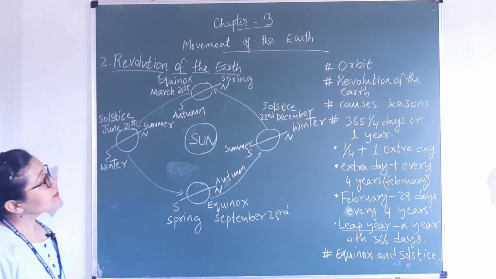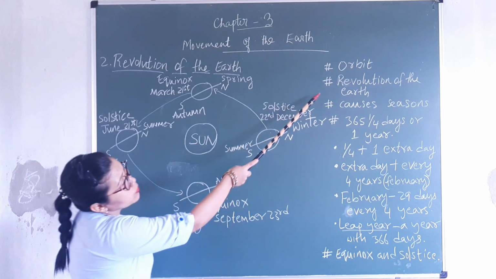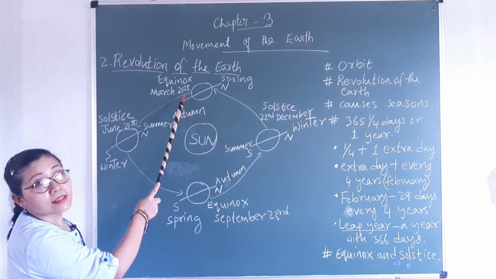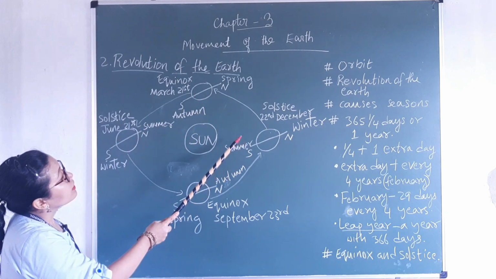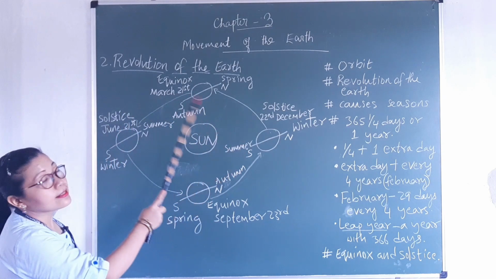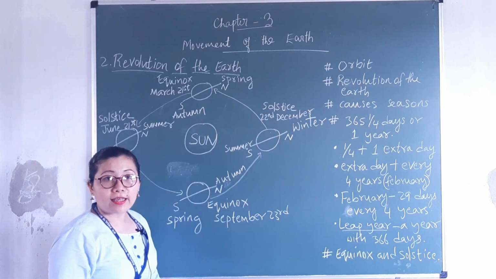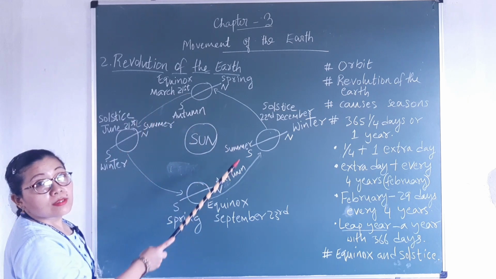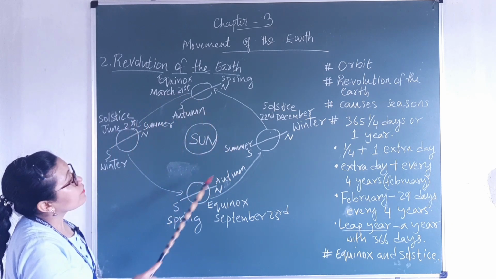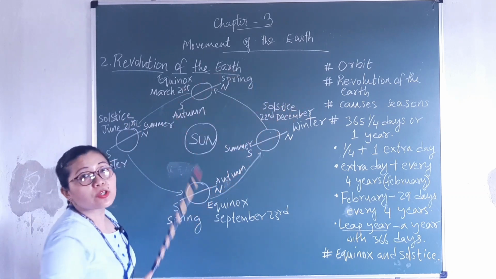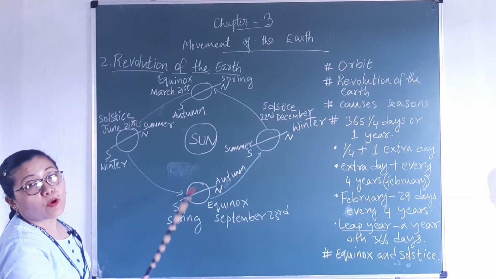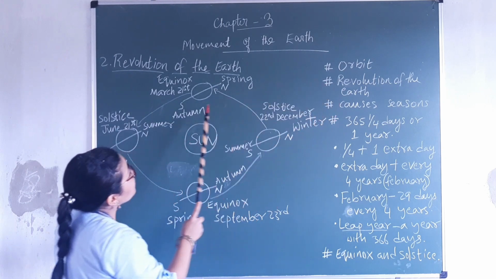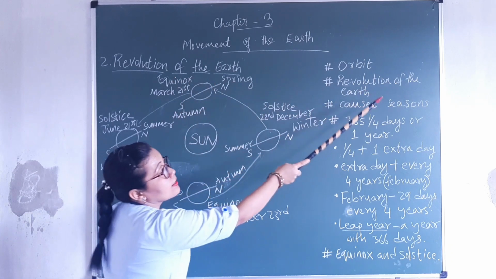Okay? And what do you mean by revolution of the Earth? The movement of the Earth that revolves around the sun is called revolution of the Earth. Okay? So orbit is the fixed path where the Earth revolves around the sun, and revolution is the movement of the Earth around the sun. Okay? Now this revolution of the Earth causes seasons.